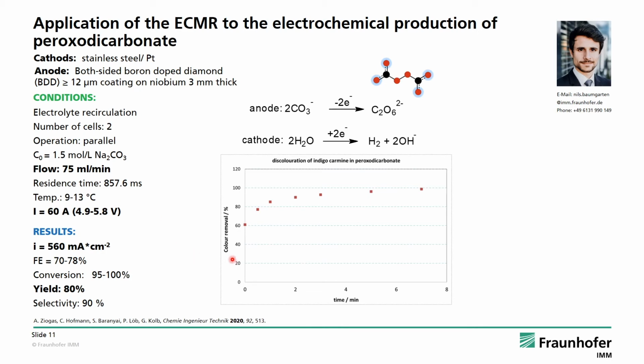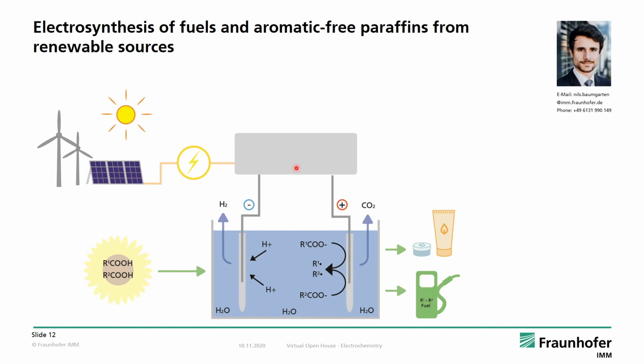In this plot you can see the color removal in percent after some time, so the discoloration of indigo by peroxydicarbonate, as a proof that the synthesis was successful in the end. For the rest of the presentation I will be focusing on the Kolbe electrosynthesis, which we will also perform later on in the laboratory.